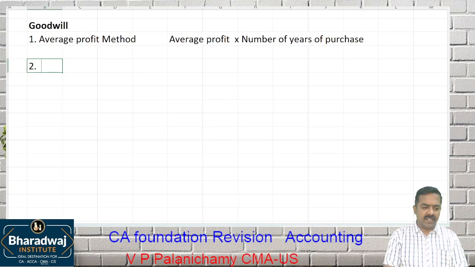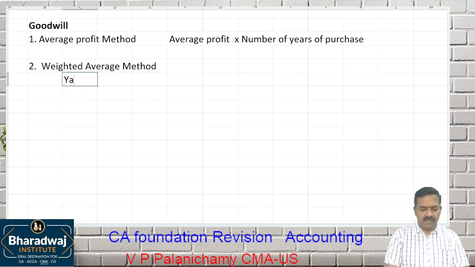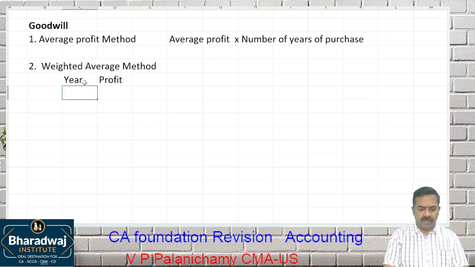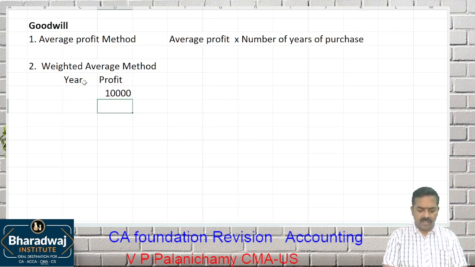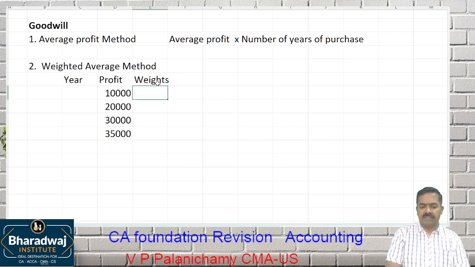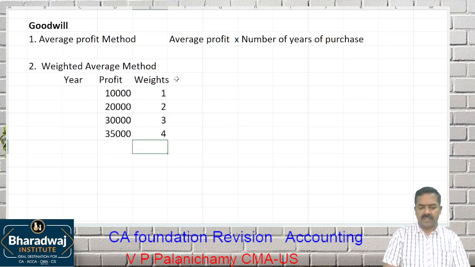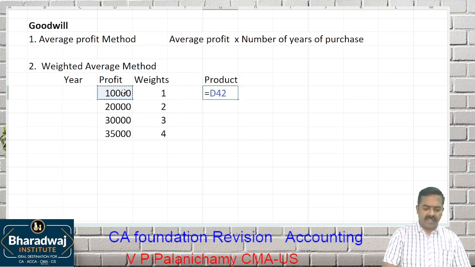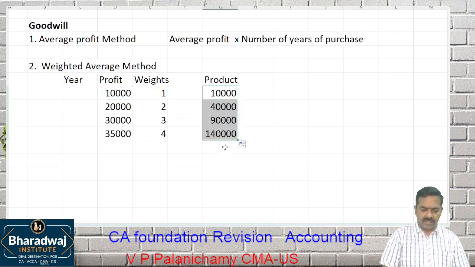So when profits are increasing, we will follow which method? Weighted average method. For example, when the profits are increasing like 10,000, 20,000, 30,000, 35,000, like that, continuously over a period of 4 or 5 years, then we'll apply which one? Weights. In the order of profit, we'll assign the weights. Then multiply it, we'll get which one? Product. Same like your weighted mean. Simple average, simple mean, weighted mean you would have seen in statistics.